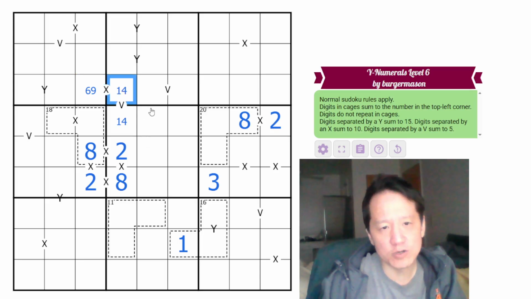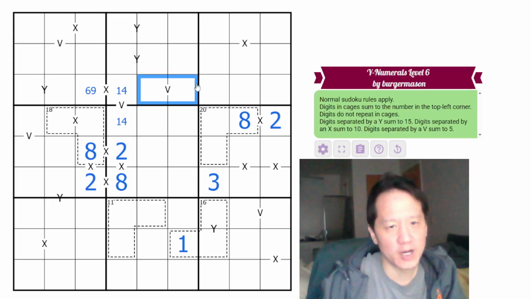Well, since this is 1 or 4, if this tried to be a 1-4 pair, it wouldn't work, because then this would essentially remove all possibilities for this cell, right? And we need a possibility there. So therefore, this must be a 2-3 pair.